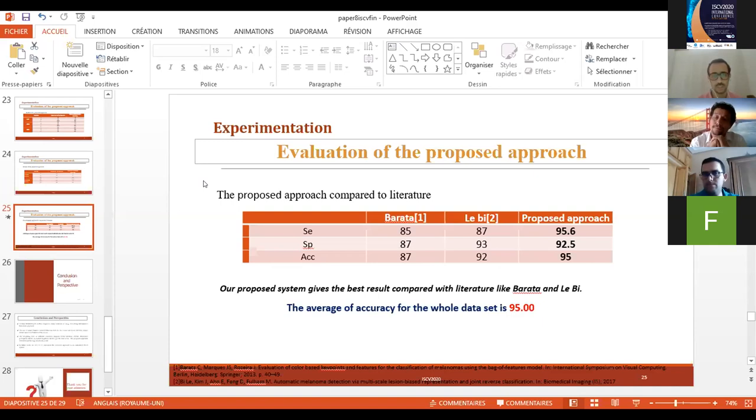Here we use cross validation, five-fold cross validation. The result is for five-fold cross validation. Yes, five-fold cross validation, and we got this score. Okay, okay.